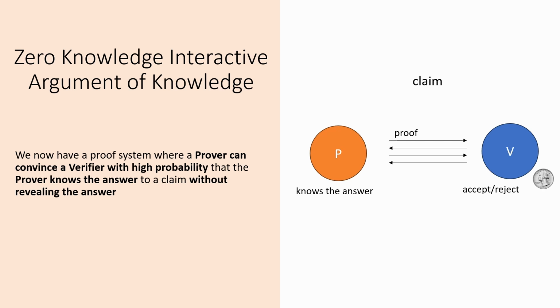Finally, we can put it all together and get the zero-knowledge interactive argument of knowledge. We now have a proof system where a prover can convince a verifier with high probability that the prover knows the answer to a claim without revealing anything about the answer.